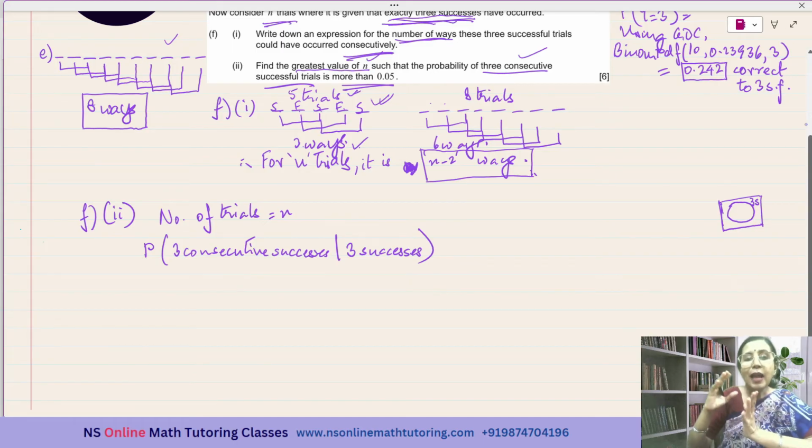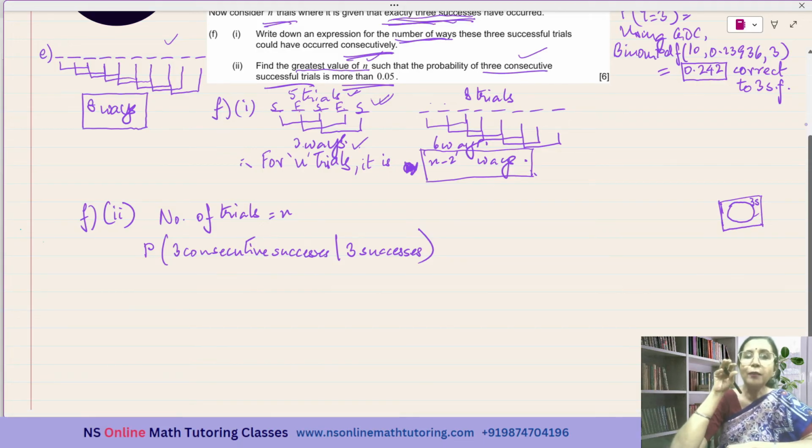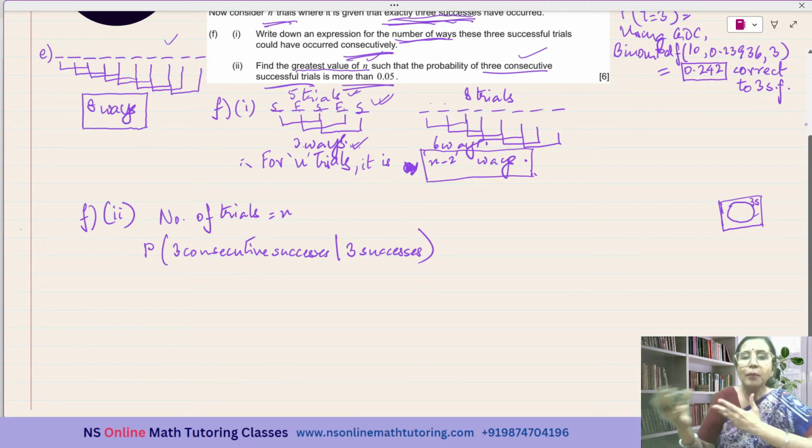So the number of ways in which we can get 3 successes in the number of trials, let that be denoted by this set, circle one. And the number of ways in getting 3 consecutive successes will be lesser, obviously, because 3 consecutive successes is only 3. But 3 successes will be more than 3. The number will be definitely more than 3.